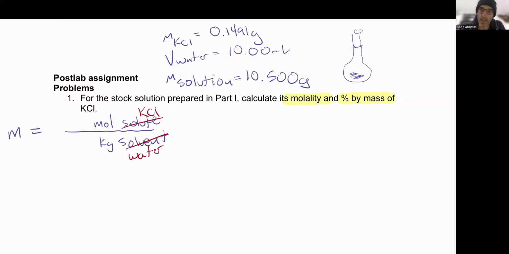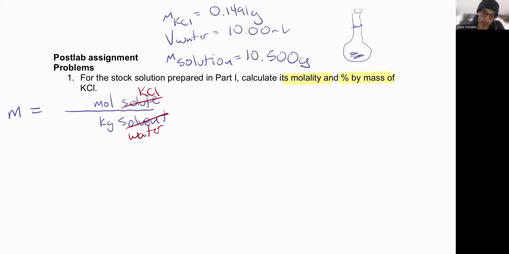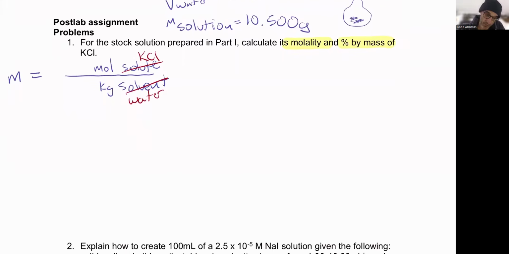All right. Do we have either of those? I've got a mass of KCl, so we can probably turn that into moles, but we don't have it directly. Do I have kilograms of water? No, I have kilograms of solution. So we don't have anything directly. There's nothing we can plug in. So let's first try to solve for moles of KCl.